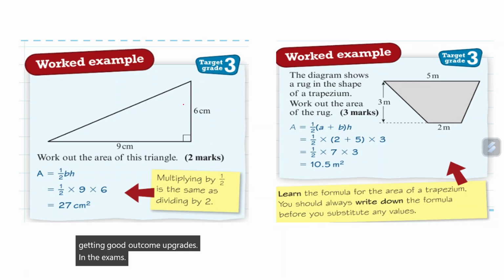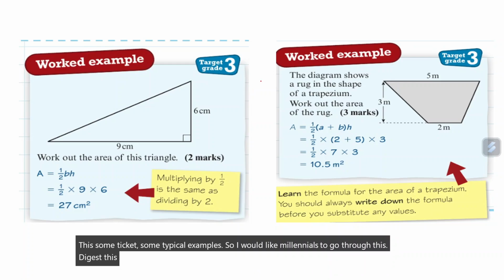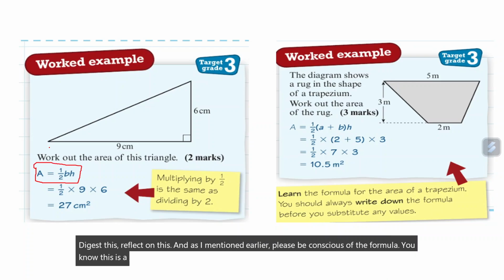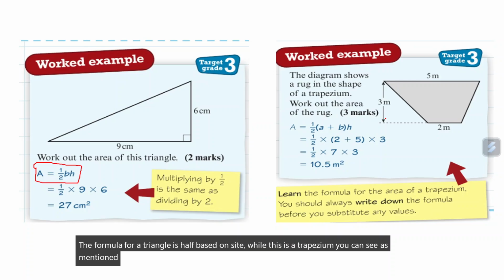Yeah, these are some typical examples. So I would like my learners to go through this, digest this, and reflect on this. And as mentioned earlier, please be conscious of the formula. This is a triangle, and the formula for a triangle is half base times height. While this is a trapezium, you can see, as mentioned earlier, this time around the height is written outside here.